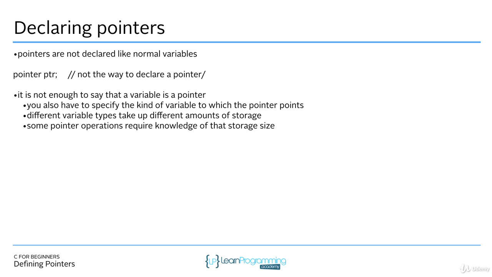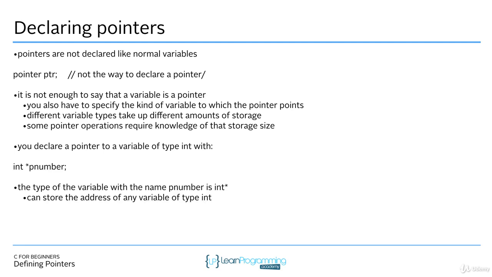So just like a regular variable, when you create a variable of a pointer data type, you also have to specify that data type. You can declare a pointer to a variable of type int by doing the following: int *pNumber. That tells you it's a pointer. The int looks the same, but after that is the asterisk. The asterisk signifies a pointer, and then you specify the type the pointer points to. This is an int pointer. The type of the variable named pNumber is int star. It can store the address of any variable of type int.